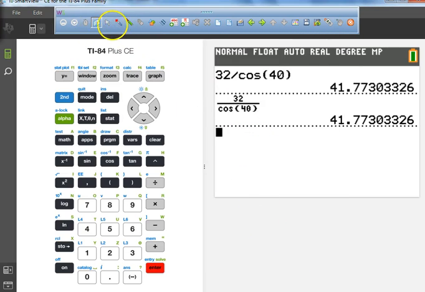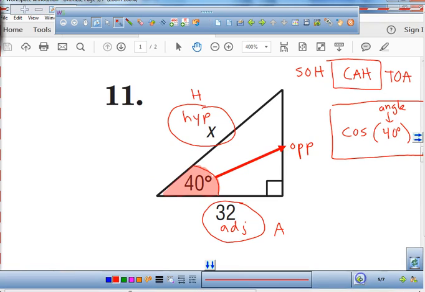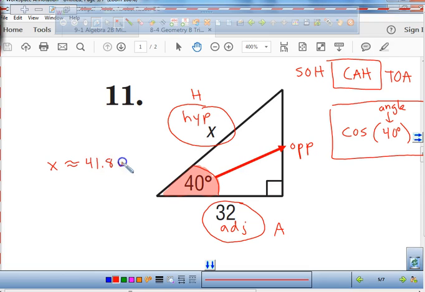41.8 units. Let me go back to our figure. Right here. So what is x approximately equal to? 41.8 units. Which, if you think about it, makes sense. If that's 32, we know our hypotenuse has to be what? Has to be bigger, right? So that's a reasonable answer. Okay?